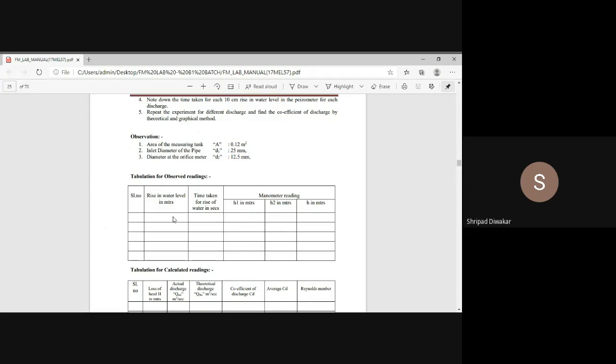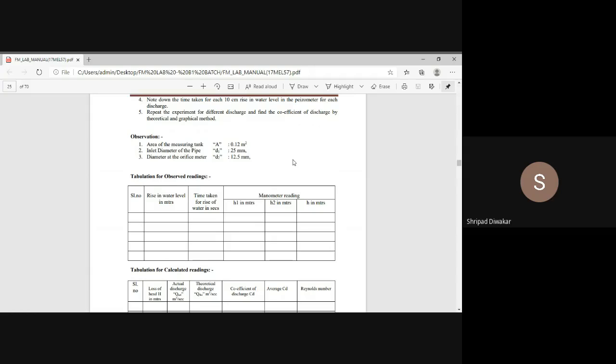This first column is the rise of water level, then the time taken for the rise of water, and then H1. Suppose it is 30 centimeters, put 0.3, and H2 is 0.2, and h is the difference H1 minus H2. So 0.3 minus 0.2, you will get 0.1 meter. It is just the difference of two readings, that is called the differential head. You already studied this in fluid mechanics.